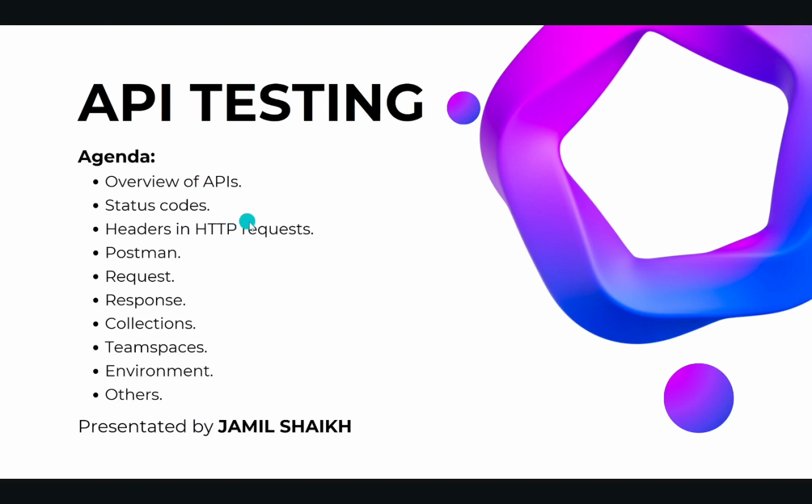Let's first, before starting, have a look at the agenda that we are going to follow. Firstly, we will have a look at APIs. Then we will study status codes. Status codes are nothing but a three-digit number that is sent back along with the response. This was something that I missed discussing in the previous video, so we will do that in this tutorial itself.